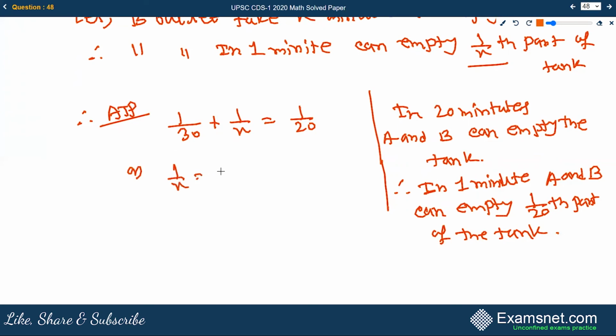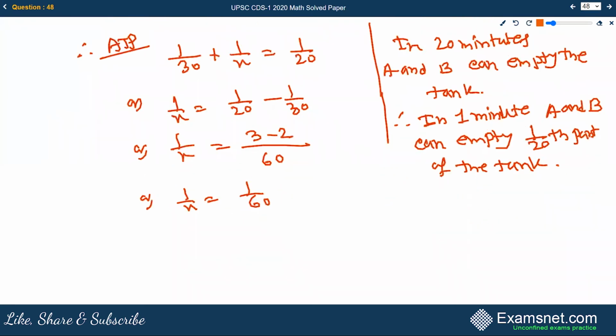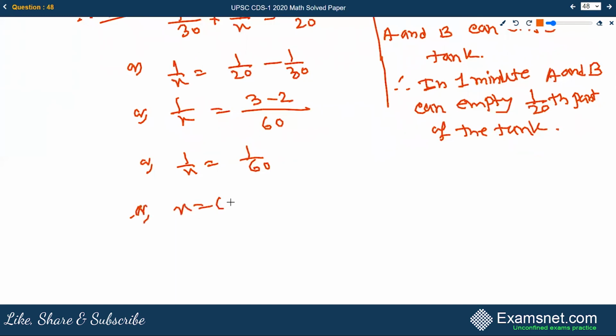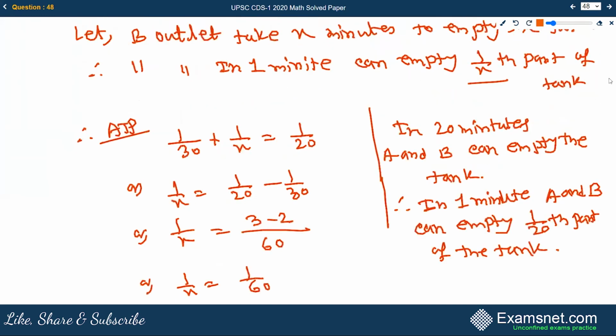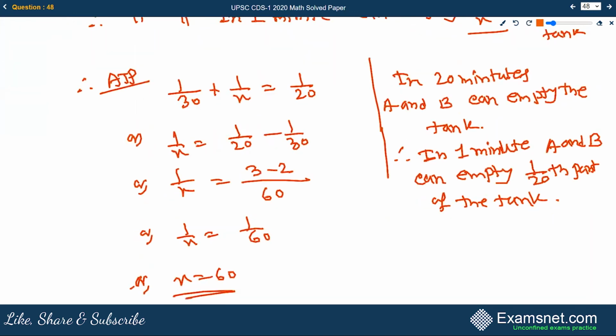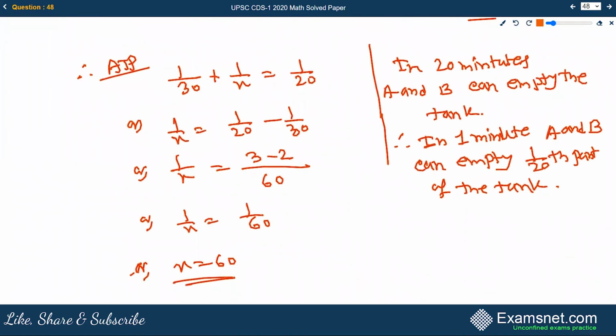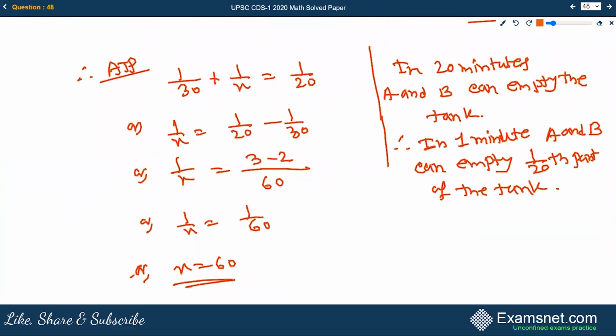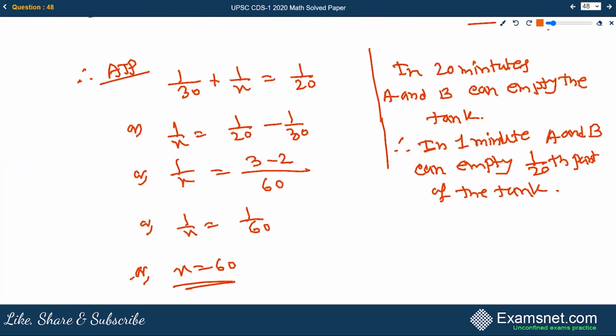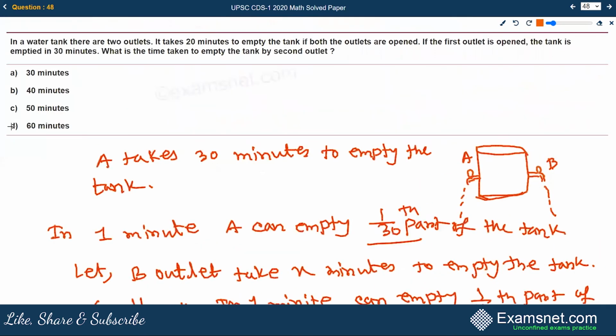We'll get 1/x equals 1/20 minus 1/30. The LCM of 20 and 30 is 60. 3 minus 2, so 1/x equals 1/60, or x equals 60. So we assumed that B takes X minutes to empty the tank, then B takes 60 minutes to empty the tank. Hence, the time taken by B to empty the tank alone is 60 minutes. So here option D is the correct answer. The time taken to empty the tank by the second outlet is 60 minutes.